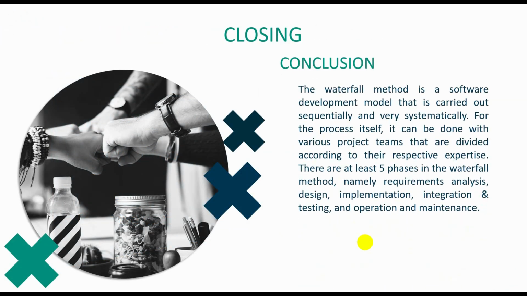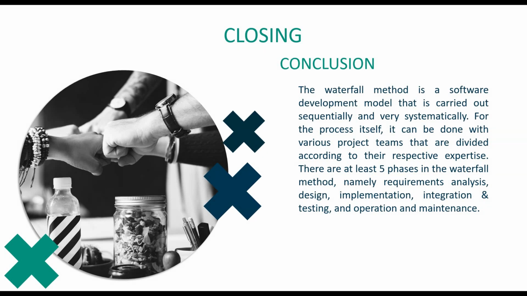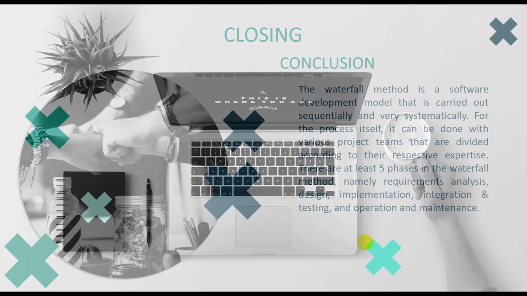Conclusion: the waterfall method is a software development model that is carried out sequentially and very systematically. For the process itself, it can be done with various project teams that are divided according to their respective expertise. There are at least 5 phases in the waterfall method, namely requirement analysis, design, implementation, integration and testing, and operation and maintenance. So much from me.